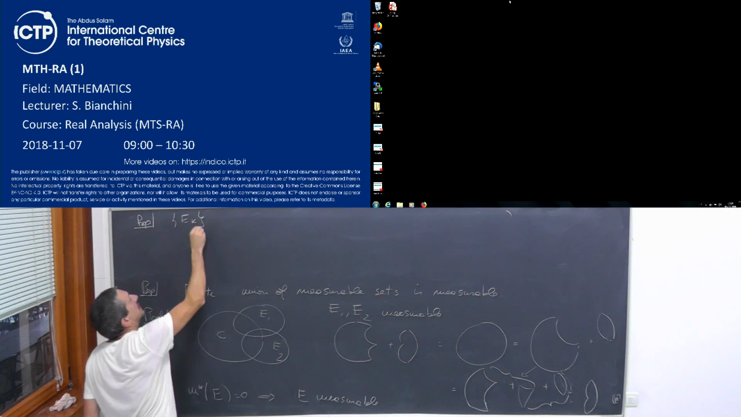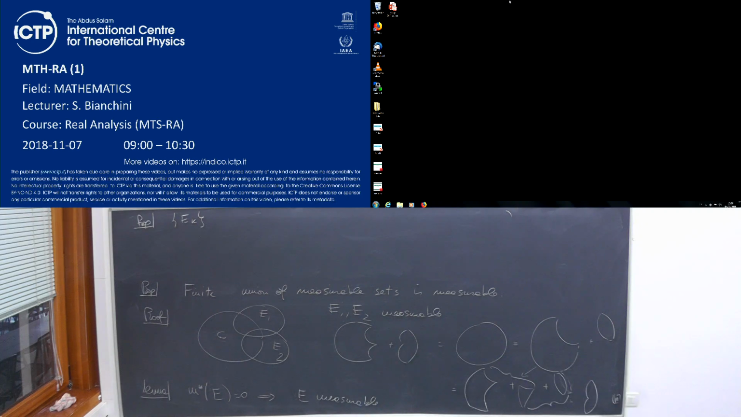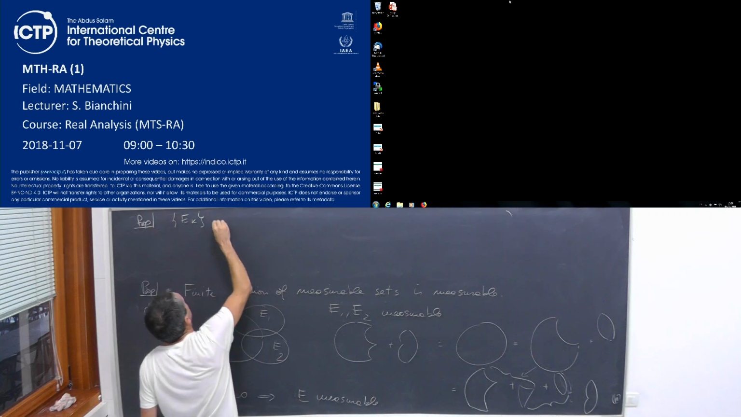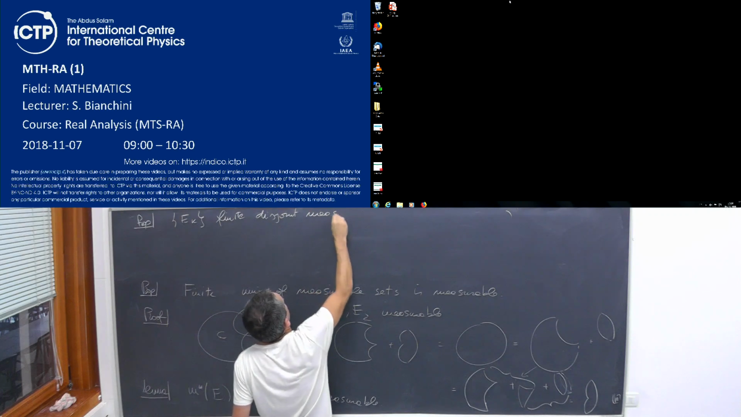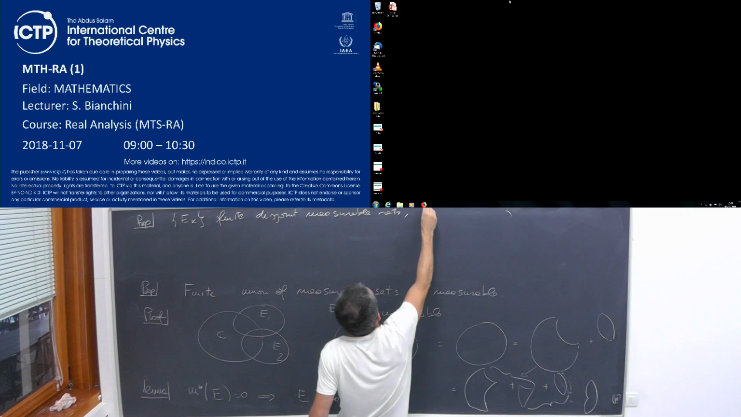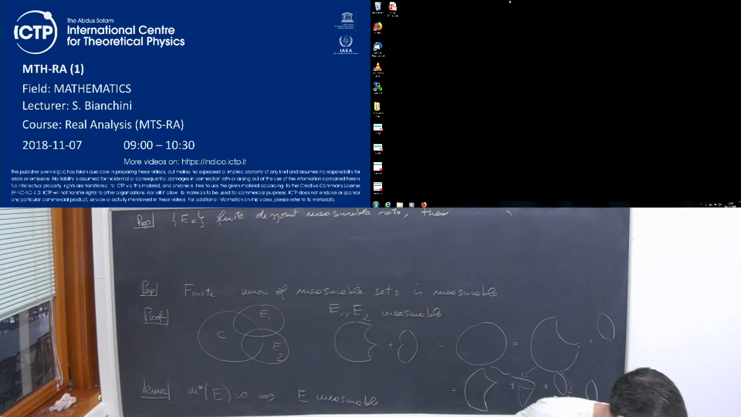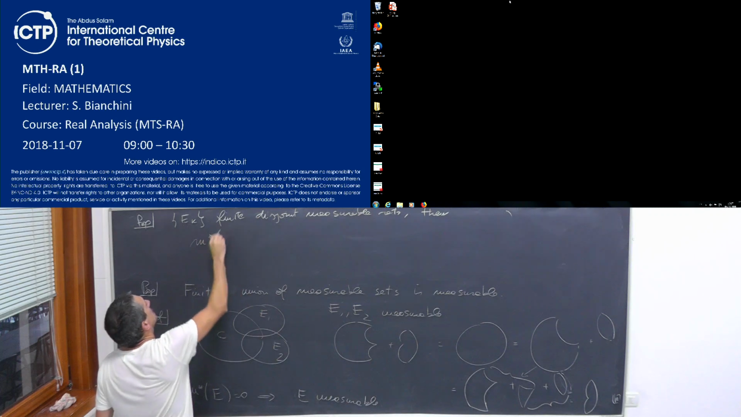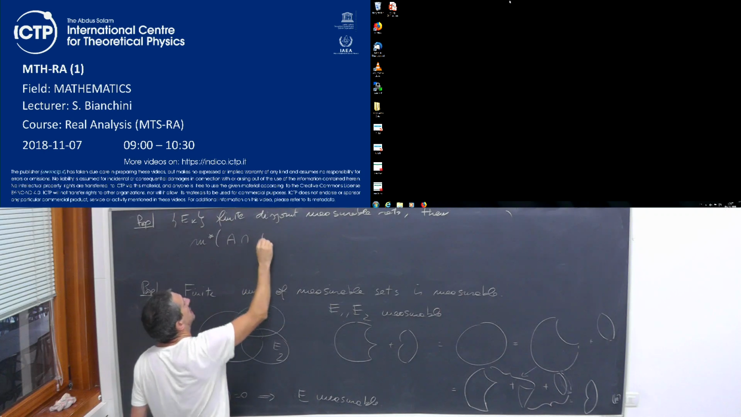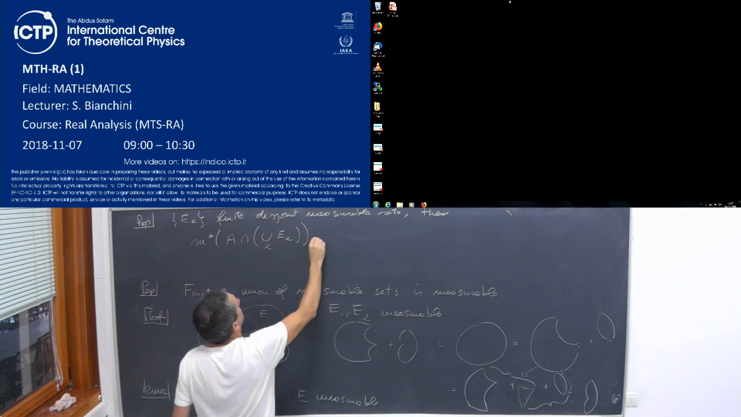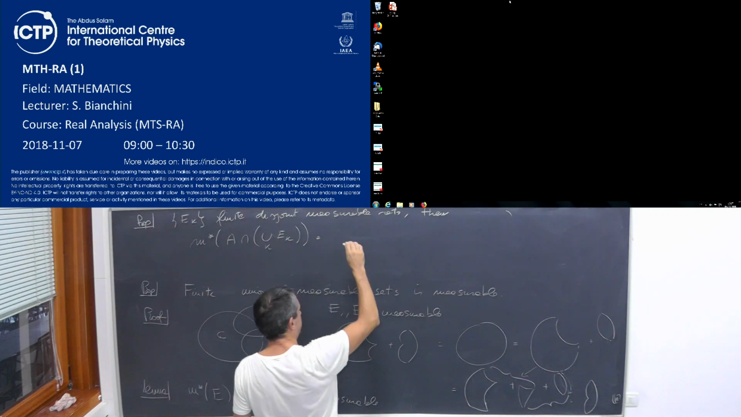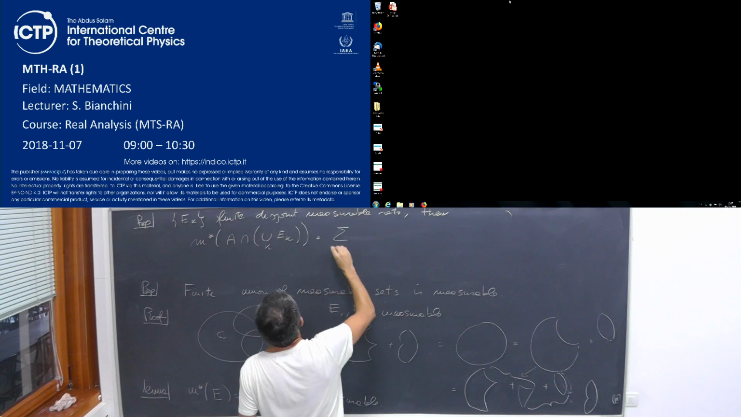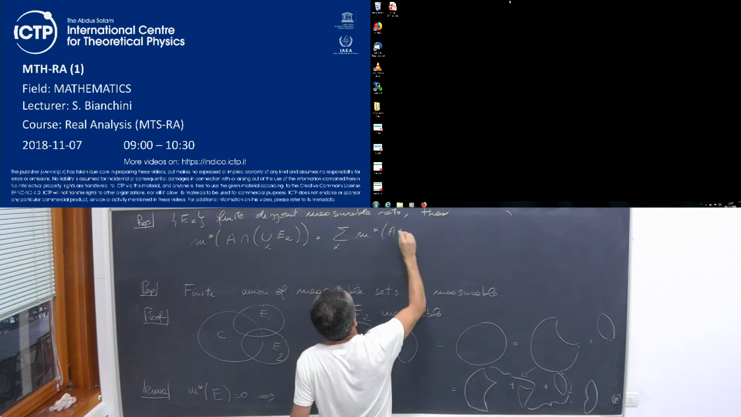Now, pk is... okay, this actually is a corollary, but it's finite, and these are disjoint measurable sets. Then for any A, the measure of the intersection with the union, so it's the additivity, well, in some sense, is the sum over K of the outer measure of the intersection, which equal.